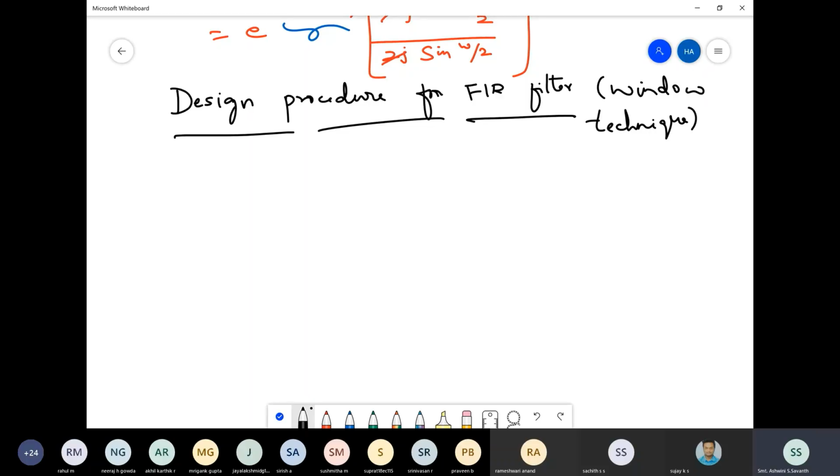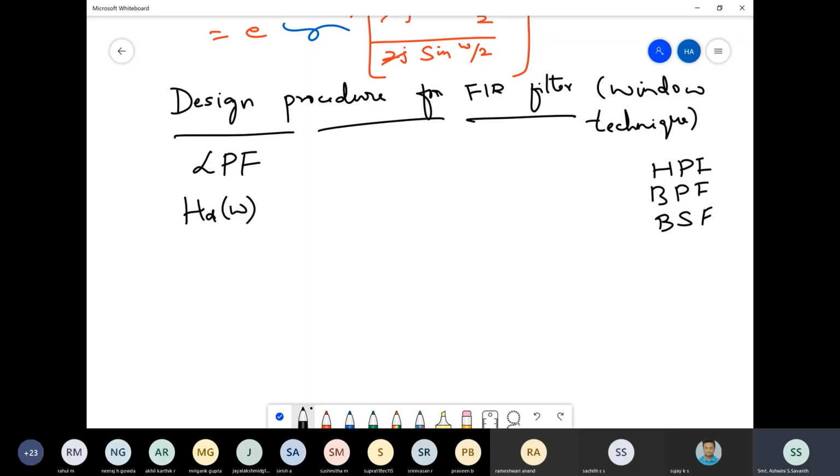So we will derive the design procedure for a low pass filter, but you can also design a high pass filter, a band pass filter, or a band stop filter. So these are the four kinds of filters that we have: low pass, high pass, band pass, and band stop. Any of these four filters can be designed. The only difference is the HD of omega that we are going to write in the beginning.